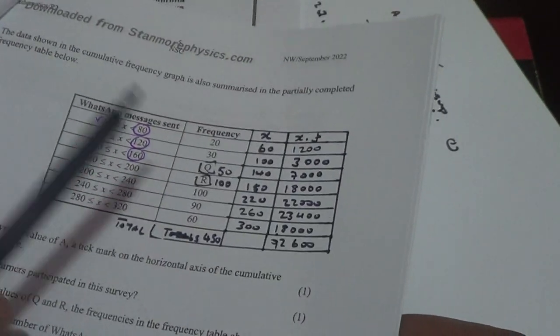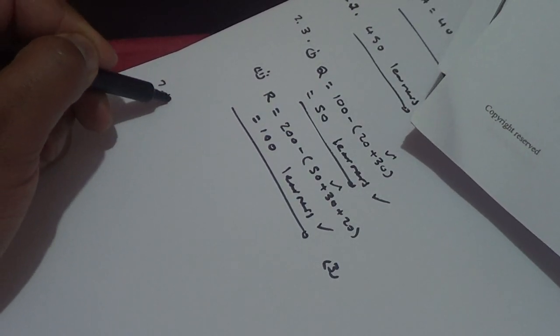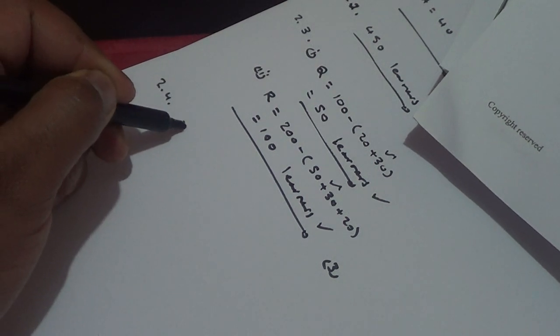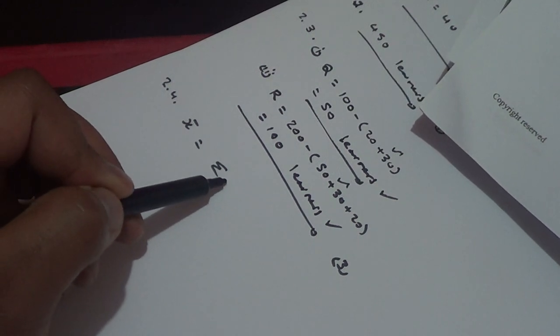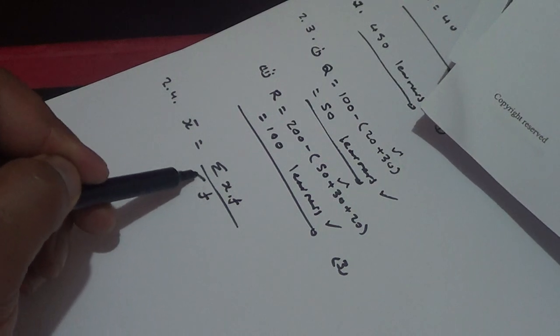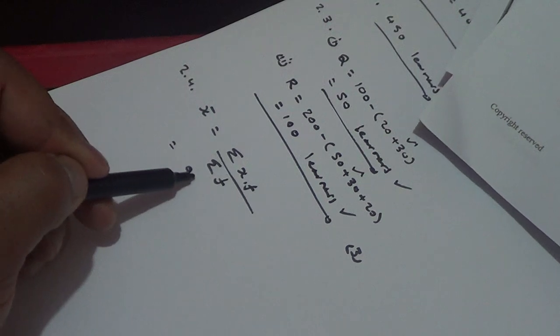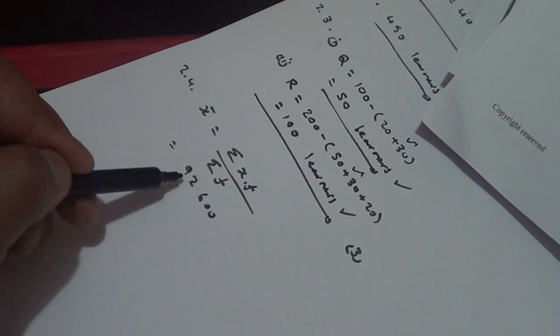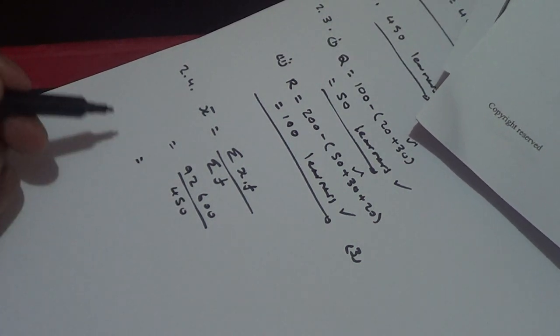Of course, they say always show what you used. So you can show the table, but if you used your calculator, you don't have to say anything. Just your answer is enough. So we know that our mean is always shown like that. It's going to be equal to the sum of the midpoints multiplied by the frequency over the sum of the frequencies. We got 92,600 divided by 450, because that's the number of our learners.